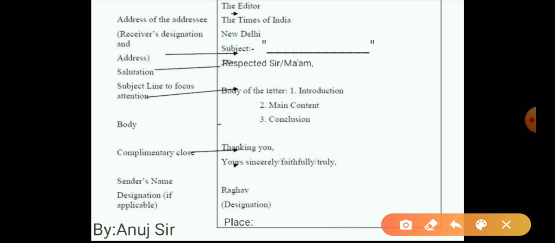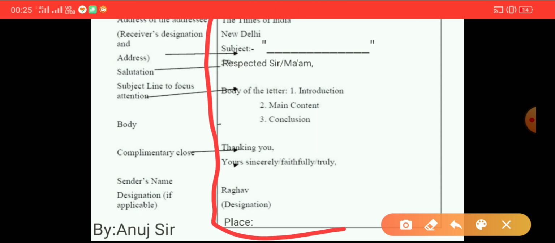Then the complimentary close, and you will write here: Thanking you. This is very important. After Thanking you, again leave lines of space. Then you will write Yours sincerely, or you can write Yours faithfully, or Yours truly. Then again leave a space of one line, then write the name of the person who is writing the letter and his post. If he is a social worker, you will write social worker. If he is a teacher, you will write teacher. Then at the end of the letter you will write the place from where the letter is written. That's it. Then you will put the whole letter in a frame and close it.